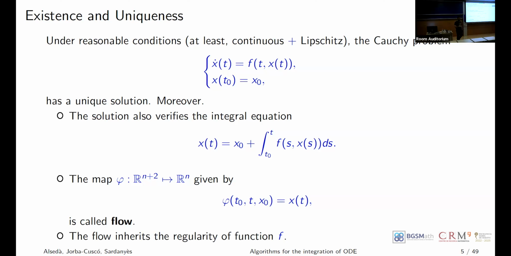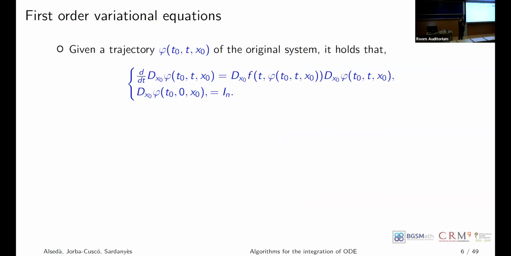function. So if the function is derivable, the flow is derivable. And if the function is analytic, the flow is analytic. So it is standard also to compute the derivatives of the flow with respect to initial conditions. As I said, if the vector field is derivable, I have that. And this verifies, it is a Jacobian matrix, and verifies a set of linear differential equations, which are called variational equations of first order, or first order variational equations.